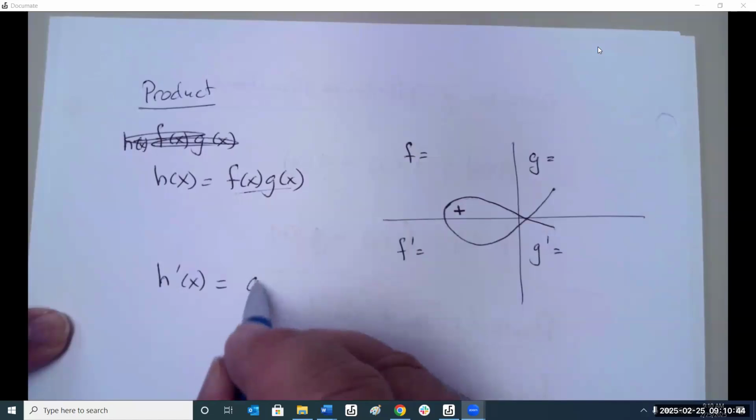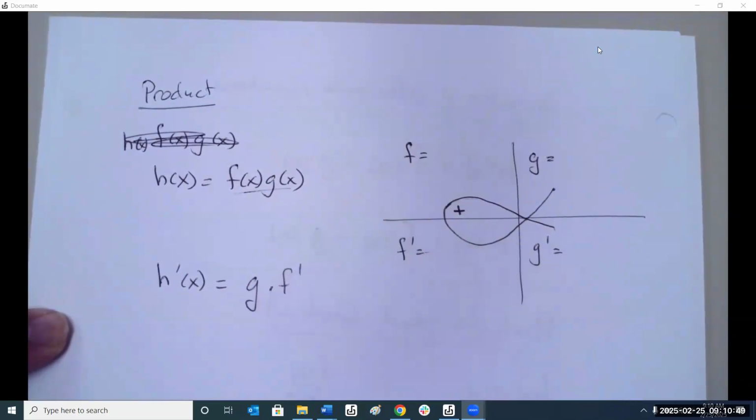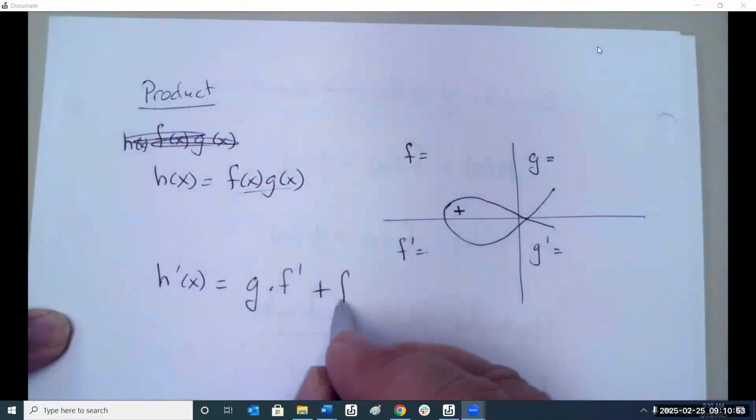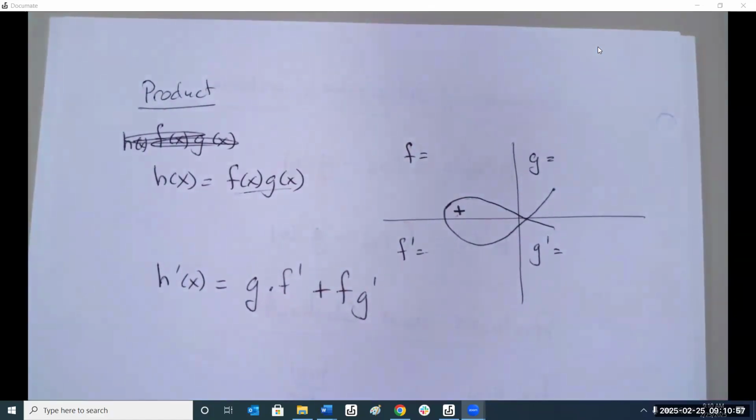So what this rule tells us is this. Take g times f prime plus f times g prime. And then once you have all these, just plug them in there, and there you have your answer.